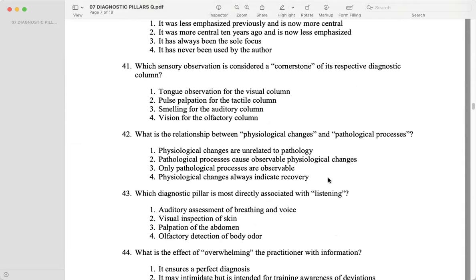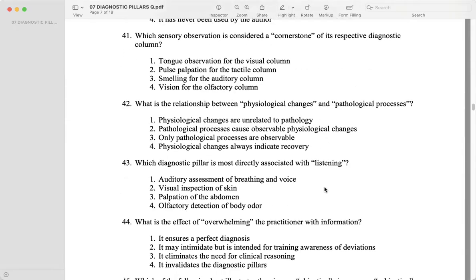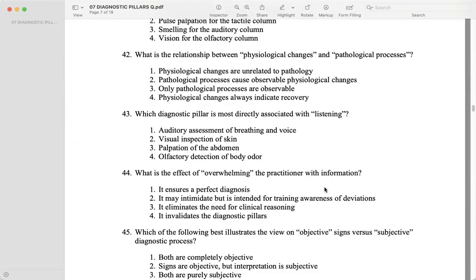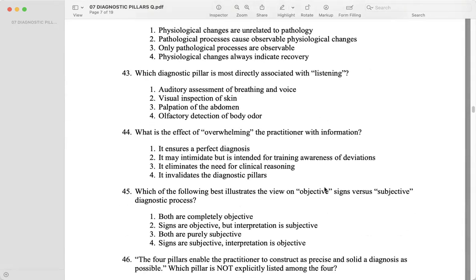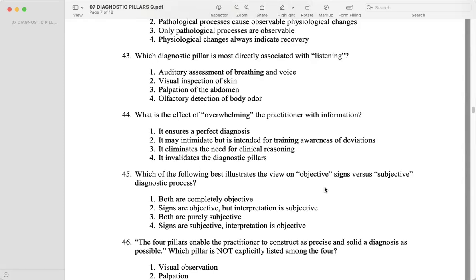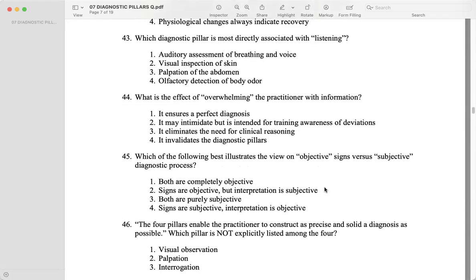Which sensory observation is considered a cornerstone of its respective diagnostic column? Tongue observation for the visual column. What is the relationship between physiological changes and pathological processes? Pathological processes cause observable physiological changes. Correct. Which diagnostic pillar is most directly associated with listening? Auditory assessment of breathing. You have to listen to the breathing and, of course, the voice.